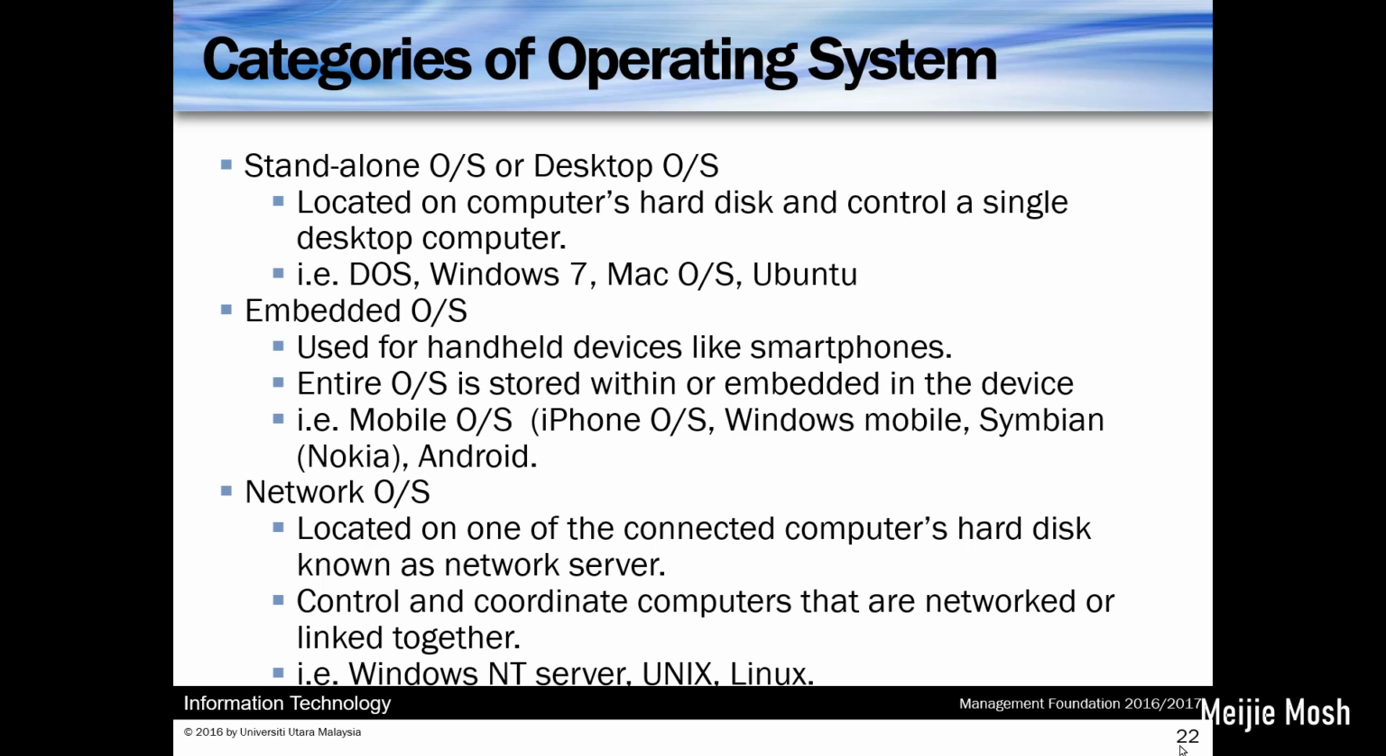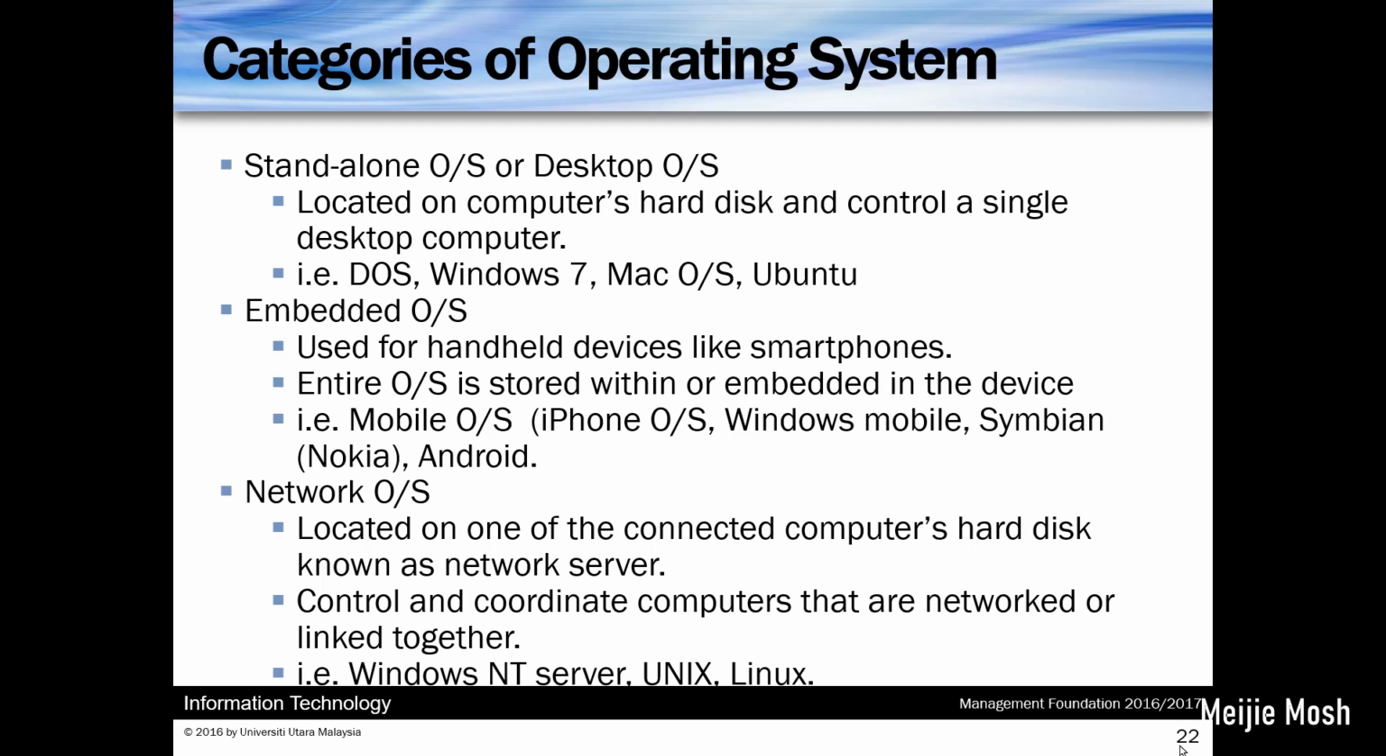So there are several categories of operating system depending on where the software is located. For standalone operating system or desktop operating system, the operating system is located on the computer's hard disk and controls a single desktop computer. For example, the Disk Operating System, Windows 7, Windows 10, Apple Macintosh operating system, or Ubuntu.